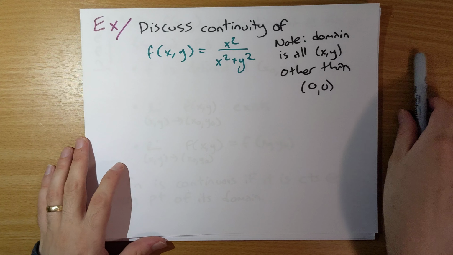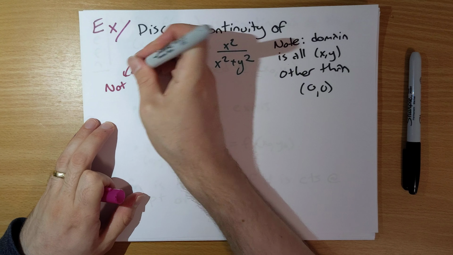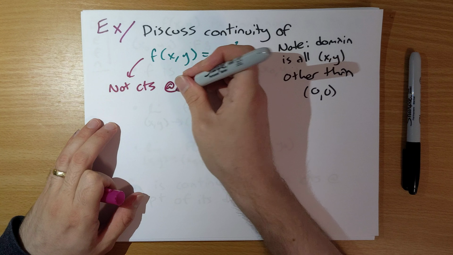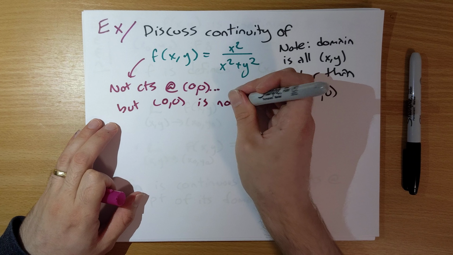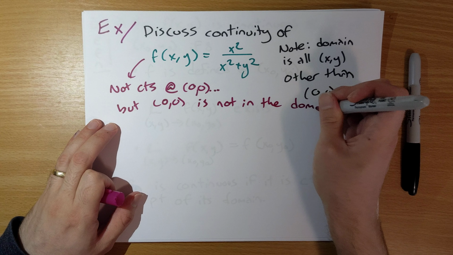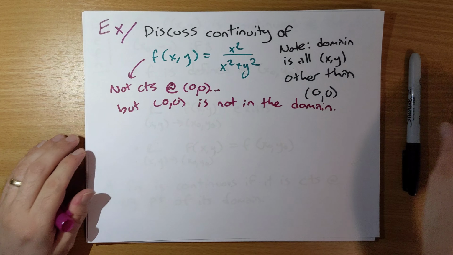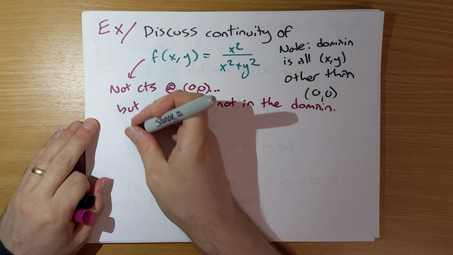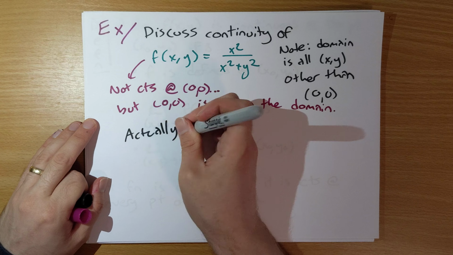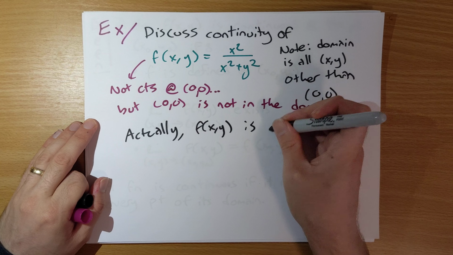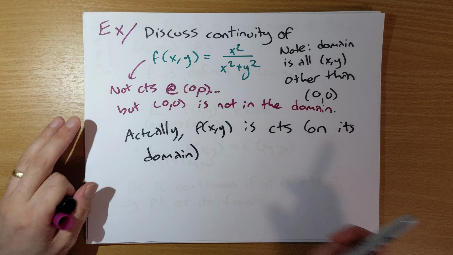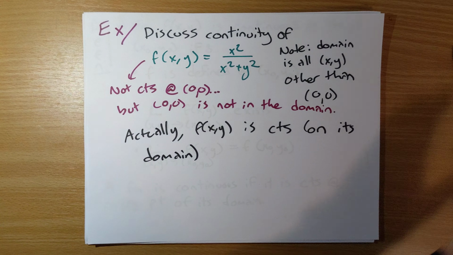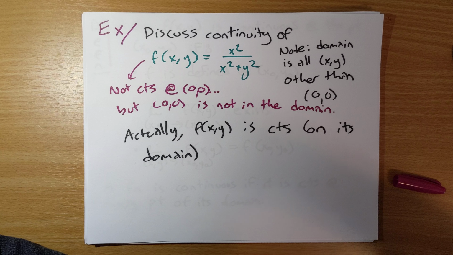So this function here is not continuous at (0, 0), but (0, 0) is not in the domain. And in fact, it doesn't take too much thought to see that actually f of (x, y) is continuous, and I'll put in parentheses, on its domain. So the only time that we can have trouble here is if x squared plus y squared is equal to 0, which is when x and y are both equal to 0.